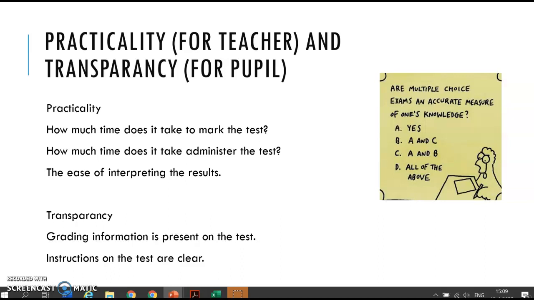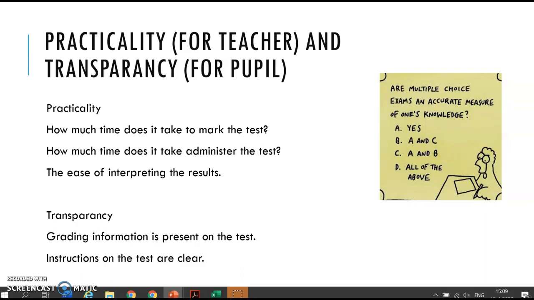Then the transparency, so the grading information: how do I obtain my actual grade? How do I need to perform? How do I do this particular test? And the instructions need to be very clear and transparent for the students.